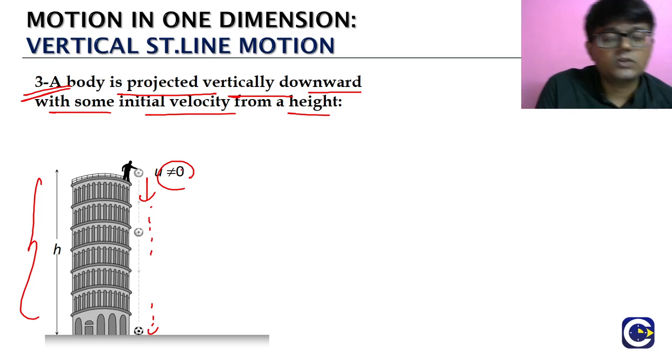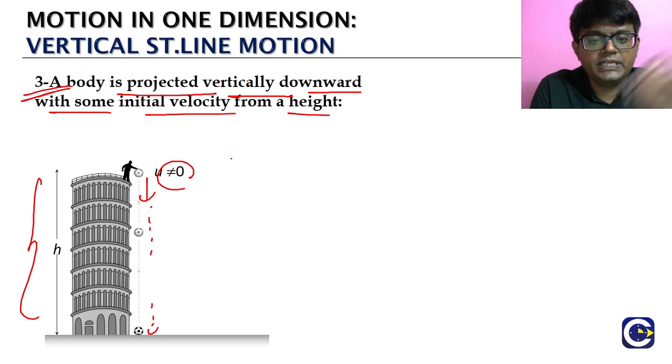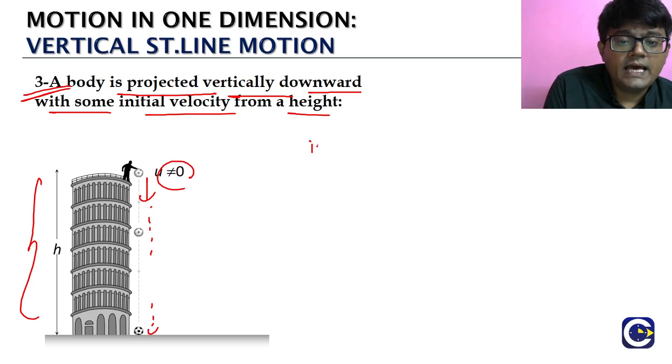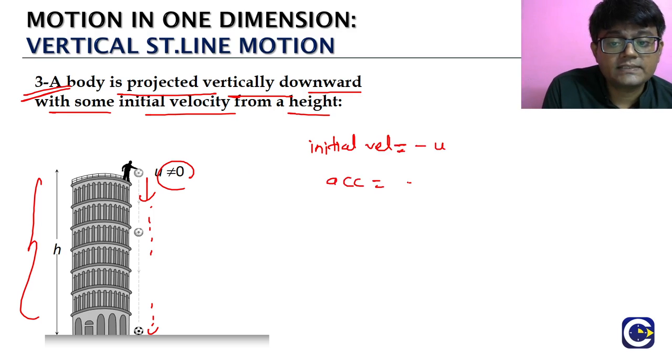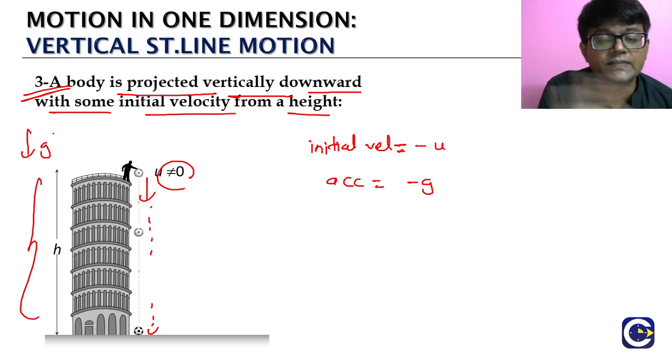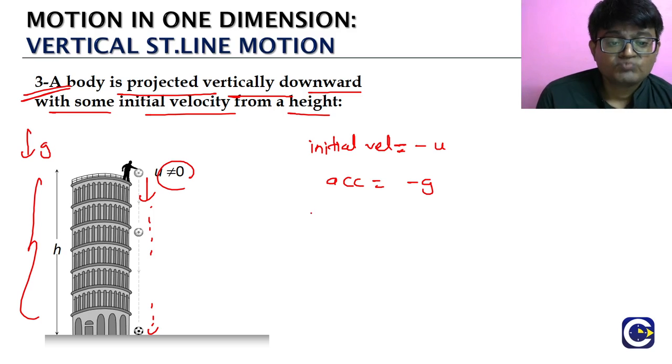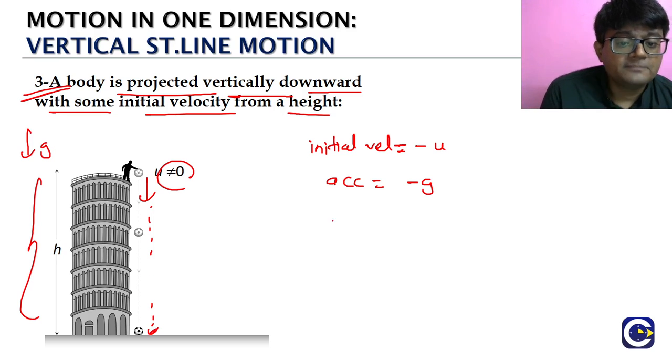So here, if we are throwing it down with a velocity u initially, remember, as per the sign convention, we have to take the initial velocity to be negative. Why? Because downwards means negative. What about the acceleration? The acceleration is always g downwards. That is fixed, so it will be minus g.